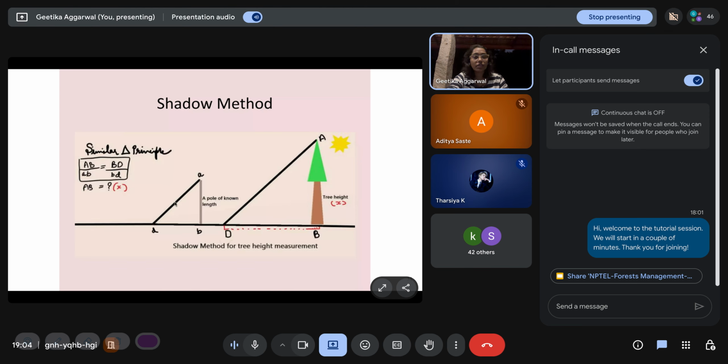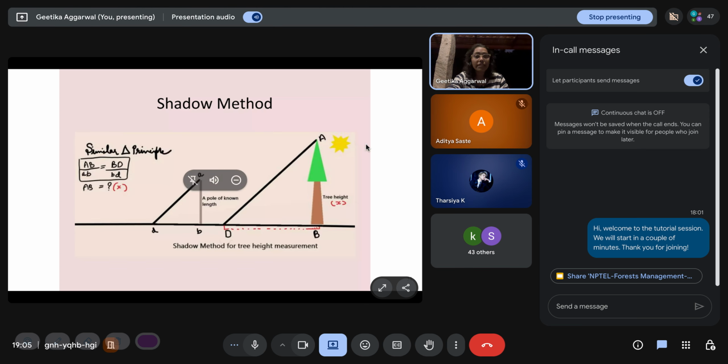So here, if you take tree height as x or capital AB, you see AB by small ab. Now, because we know the length of the pole, we know small ab. And because we measure both the shadows, the shadow of the tree and the shadow of the pole, you have capital BD and small bd. So from here, you can very simply get the height of the tree. So basic mathematics, I hope it's clear to everybody how you can use the shadow method to reach the height measurement of a tree. If anybody has any doubts, you can ask me.